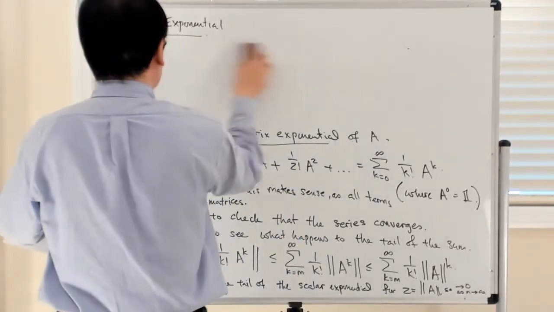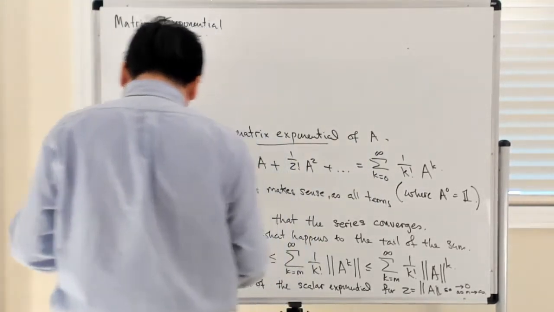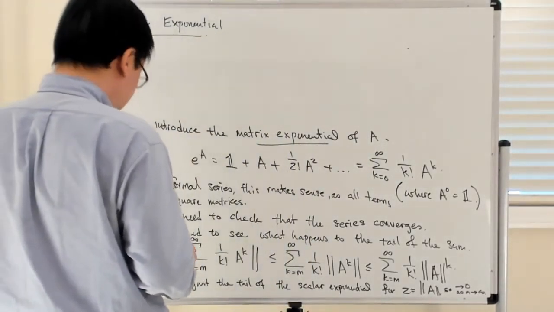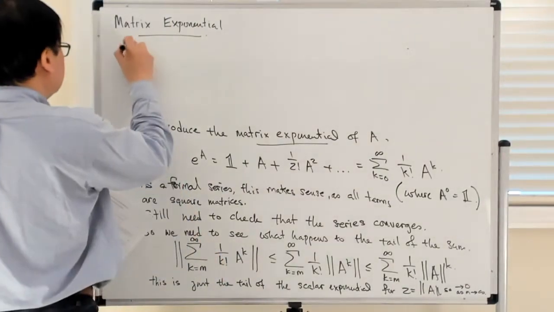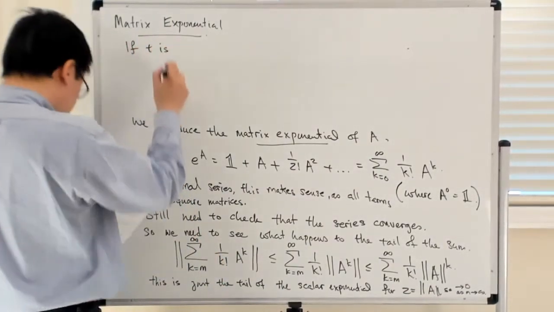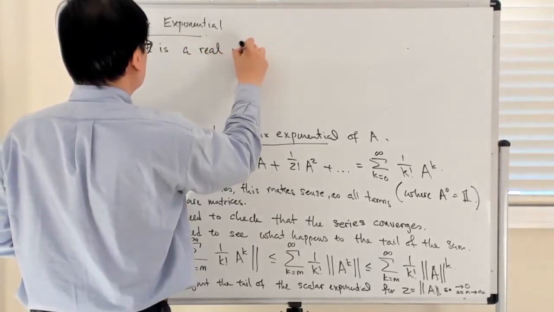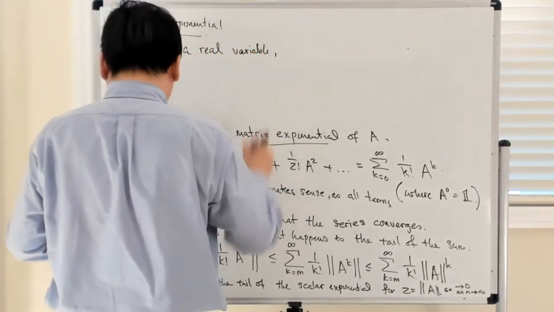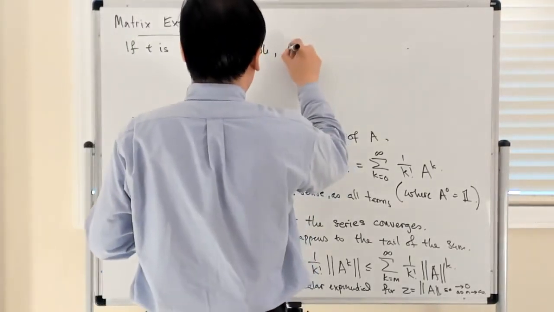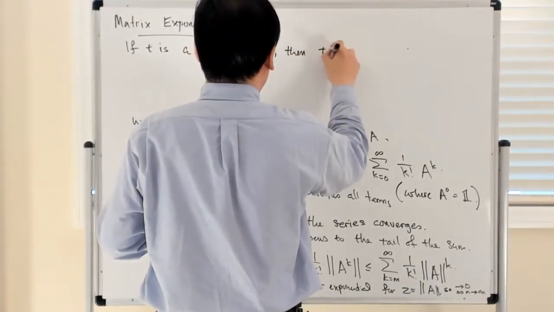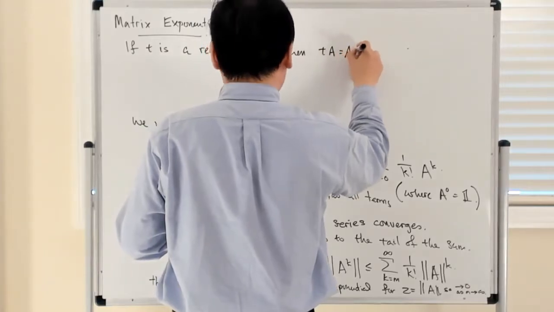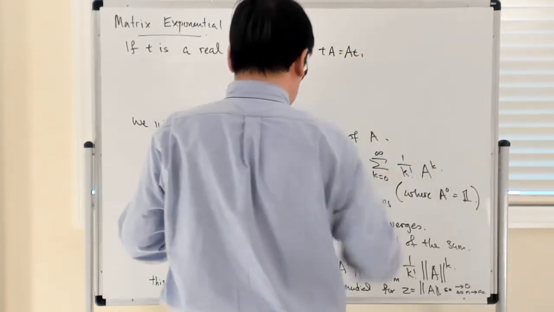Okay. So now, instead of just a matrix, what I'm going to do is multiply it by some scalar. So if t is a real variable, then we know that t times A is equal to A times t.